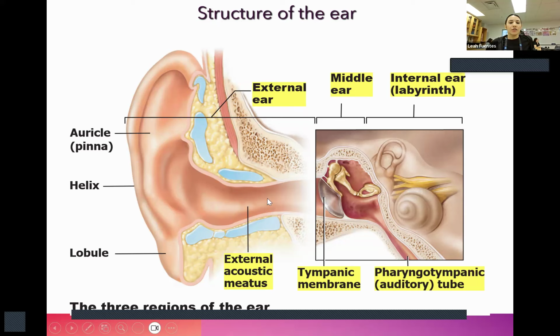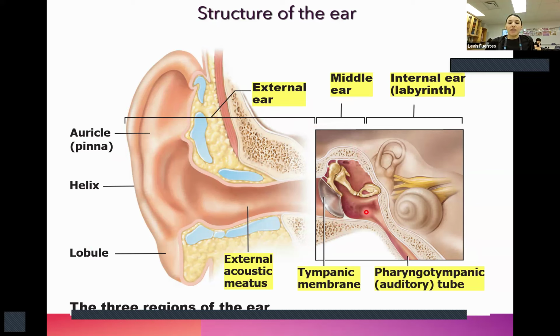And the external acoustic meatus is still part of your external ear, which is this whole portion here. Our external ear and our middle ear are separated by a specific structure. This is the tympanic membrane. This also comes up as a question, like what structure separates the middle ear from the outer ear? The tympanic membrane.